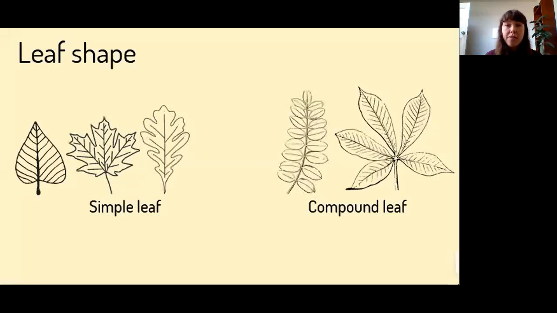Leaf shape is also a very useful identification feature. So plant leaves are either simple or compound. And simple leaves are not divided at all, but they can have lobed parts like these two here, or toothed edges. Compound leaves are divided up into smaller separate leaflets. So this is one leaf and this is actually one leaf, but it's been divided up.